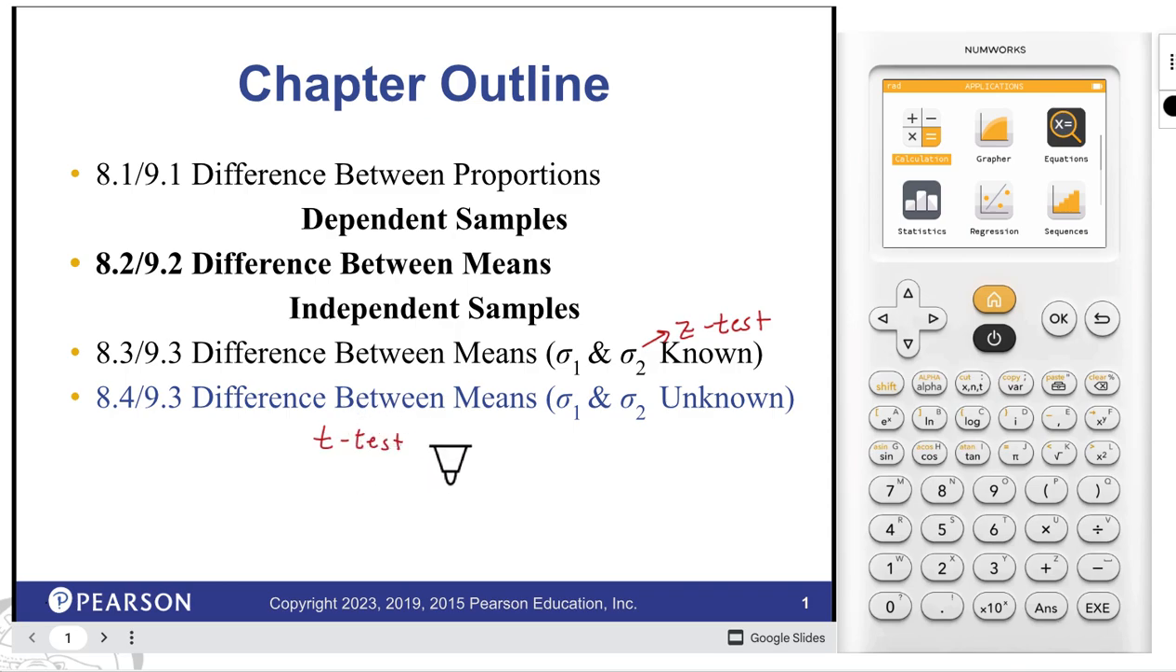This one, though, with the t-test, there are going to be two types of t-tests, and we're going to branch out here. One is while we don't know the standard deviation of the population, what we do know is that the variances of those populations, so variance is squared, are equal. So when the variances of the population are equal, then we will do the pooled t-test.